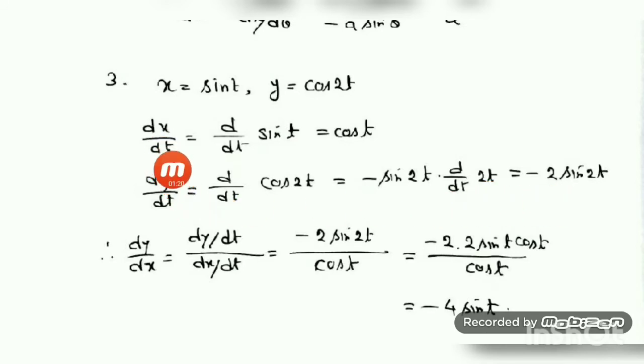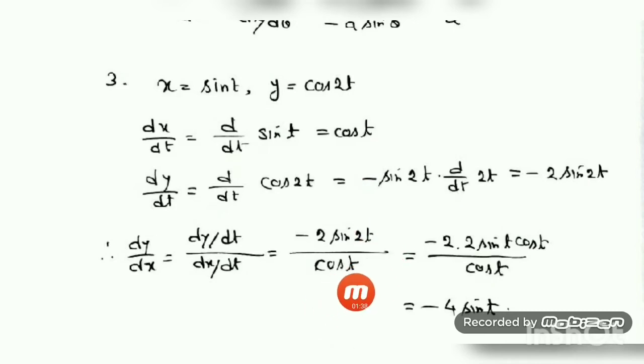So we have got dx/dt and dy/dt. Our aim is to get dy/dx. So dy/dx will be equal to what? dy/dt by dx/dt. Put the value of dy/dt, which is minus 2 sine 2t. Okay, and what is dx/dt? That is also substituting. We get cos of t.